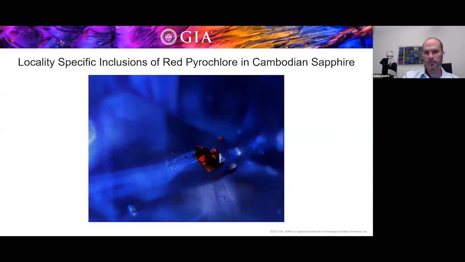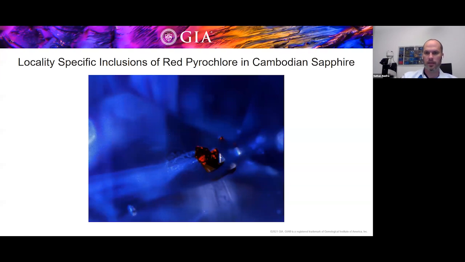A couple of examples of very specific inclusions that have really useful diagnostic value. This is an example of a pyrochlore inclusion in a Cambodian sapphire. Now, by the very nature of it being a pyrochlore, that gives us a clue that this is a sapphire that formed in a basaltic environment.